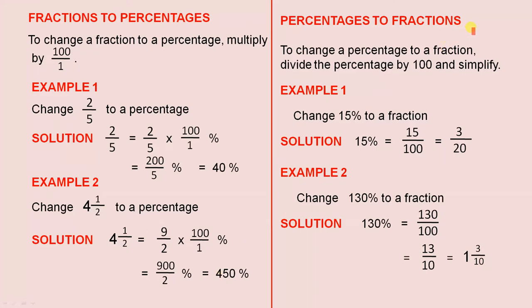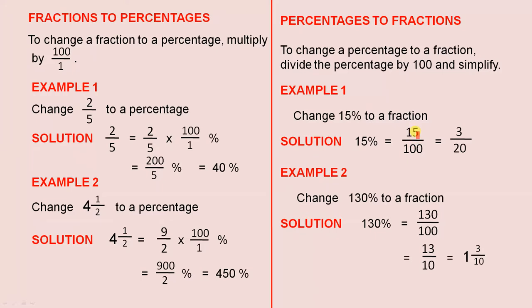Changing percentages to fractions. To change a percentage to a fraction, divide the percentage by 100 and simplify. Example 1. Change 15% to a fraction. So the solution, 15% becomes 15 out of 100. Of course, we saw in previous videos that a percentage was a number out of 100. Now you have 15 over 100. Now we have to simplify that.